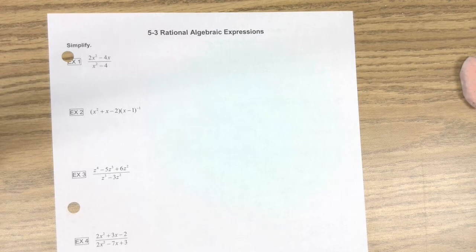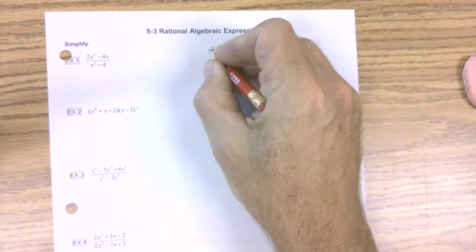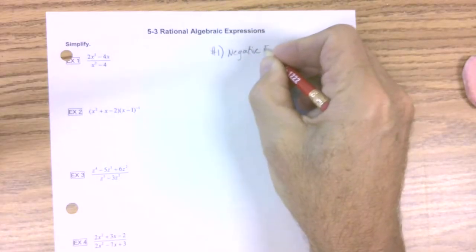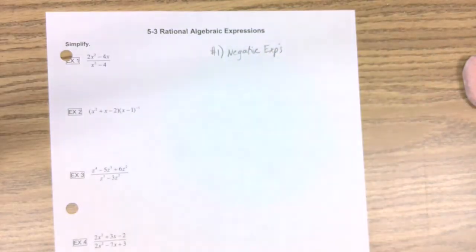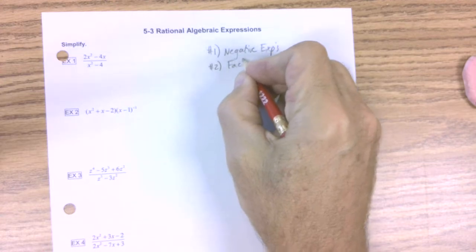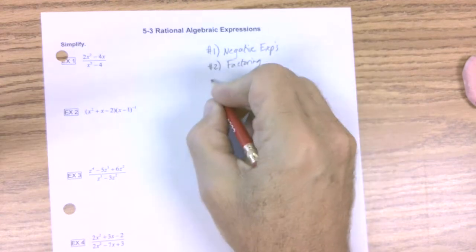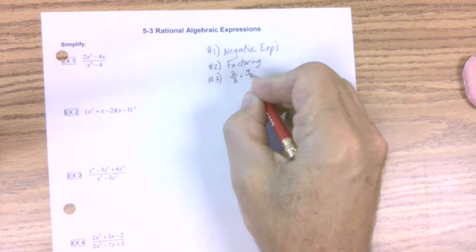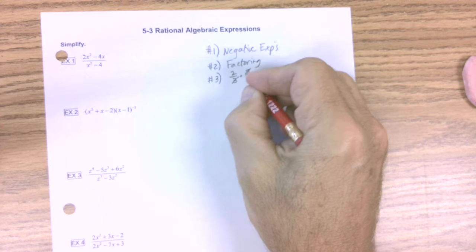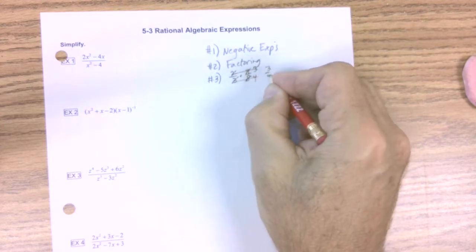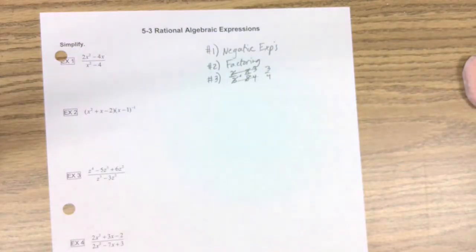So, the key to this, you guys, number one, is dealing with negative exponents. That's why we learned it the other day, okay? Number two, it's going to deal with factoring. And number three, it's going to deal with this stuff that I've been preaching from the first day. Cross reduce, swoosh, 3/4, okay? All of that.